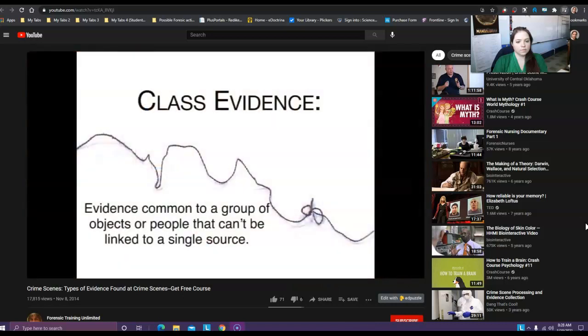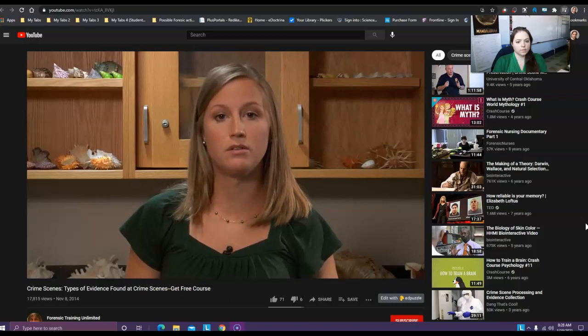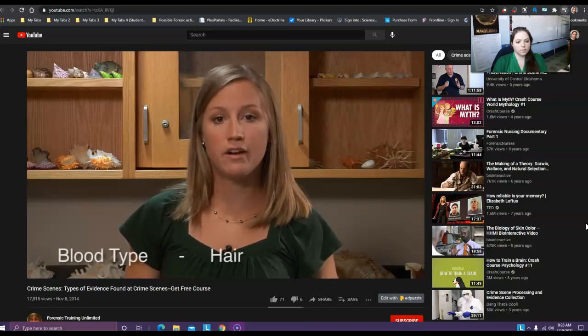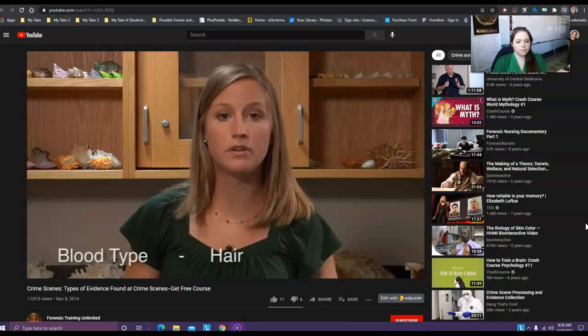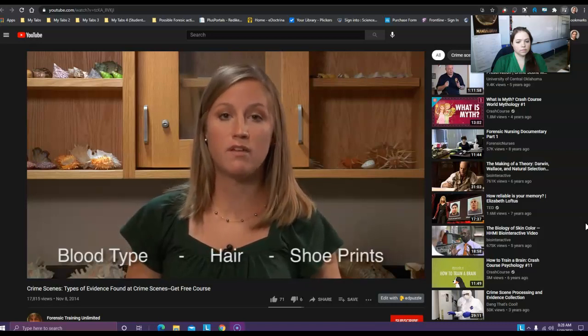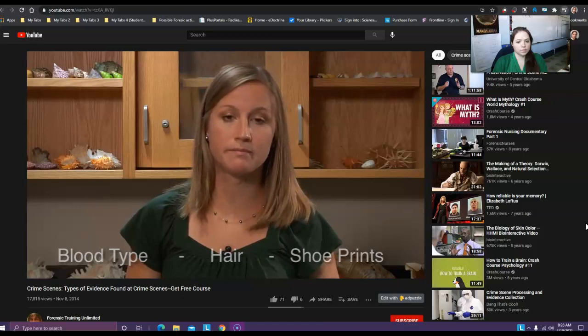Class evidence is evidence that is common to a group of objects or people and cannot be linked to a single source. Fiber evidence is a great example of class evidence because you can never link it to a single source. Other examples include blood type evidence, hair evidence where you don't have the root which contains DNA, or shoe prints when you don't have individualizing wear patterns.